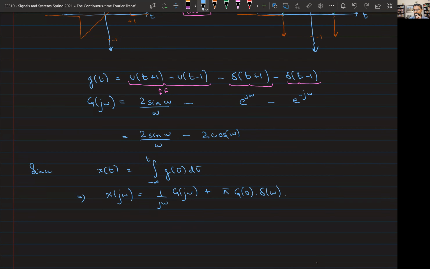Why do you think, Daniel, should it be a plus sign? Should there be a minus sign? I mean, remember there's a minus sign outside, so I take the minus common. And then this is e raised to j omega plus e raised to minus j omega. So what is G of zero here?